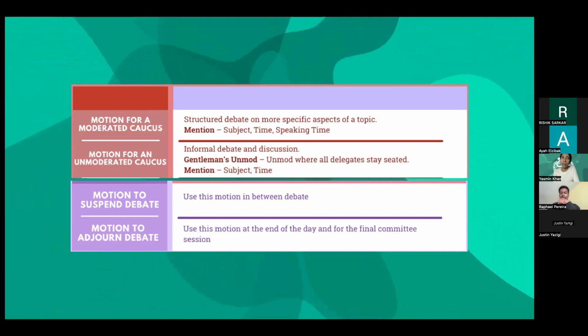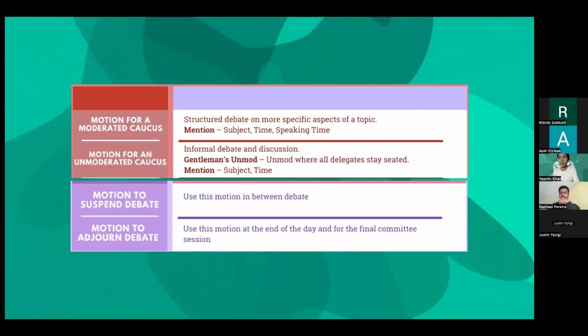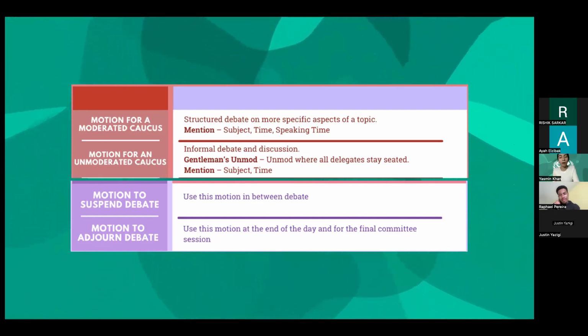Yeah, it's to end the day. So if what you plan to do after you motion to end debate is to go home and to sleep, and not to motion for a new moderated caucus or a new unmoderated caucus or to continue the discussion, then it's adjourning the debate. Like everything is over and we're all just going back to our normal lives, you know? We're not in Model UN mode.